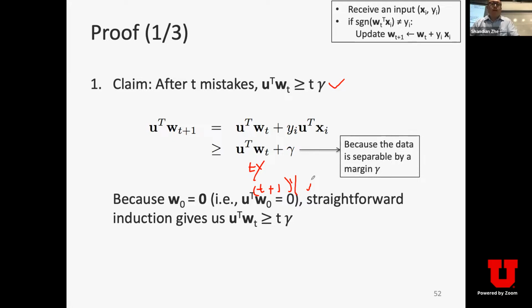And next, we're going to check at the beginning if this inequality is correct. At the beginning, we know that w0 is 0, because we initialize all the weights to be 0. Then u transpose w0 is simply 0, and t is 0 because we haven't yet made any mistakes. So 0 is no less than 0. So at the beginning, it's correct. Then according to those induction steps, it can extrapolate up to t. Does it make sense?